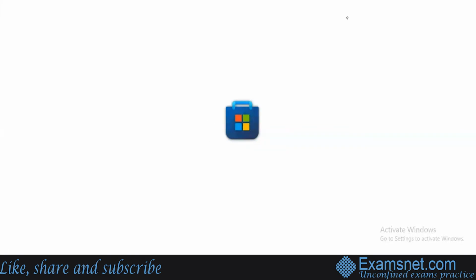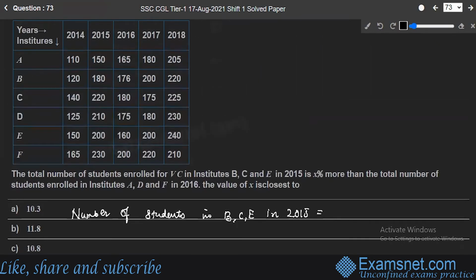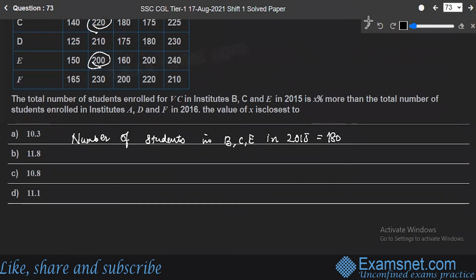See, the number of students in B, C, and E in 2015 are what? See, B, C, and E in 2015. It's 180 plus 220 plus 200, right? 180 plus 220 plus 200, which gives you a total of 600.